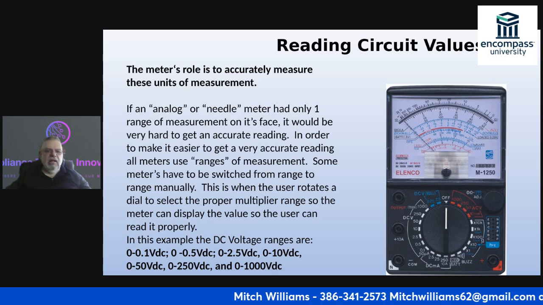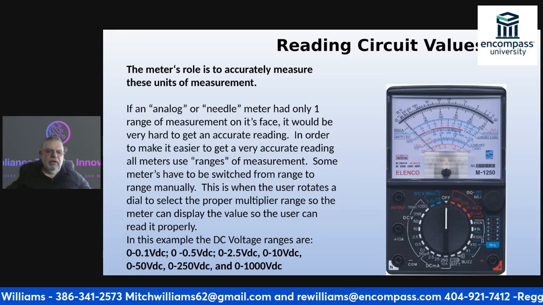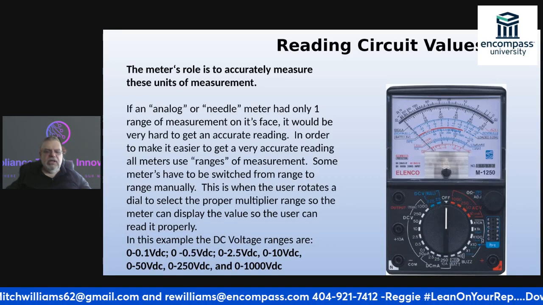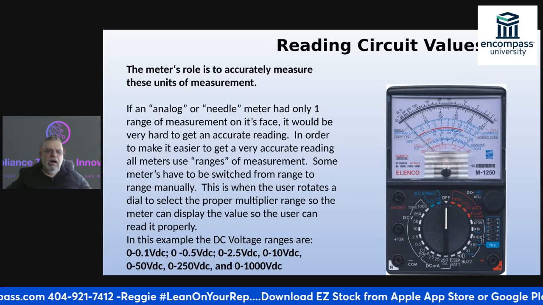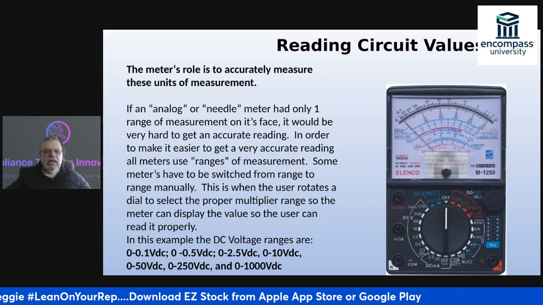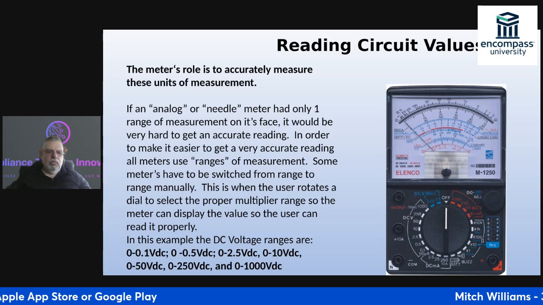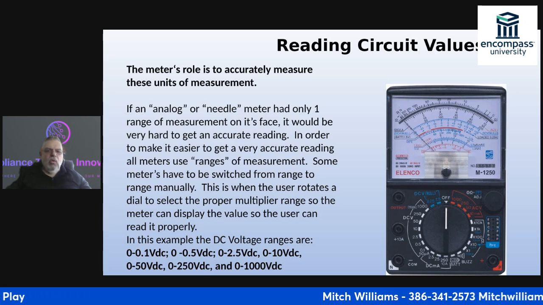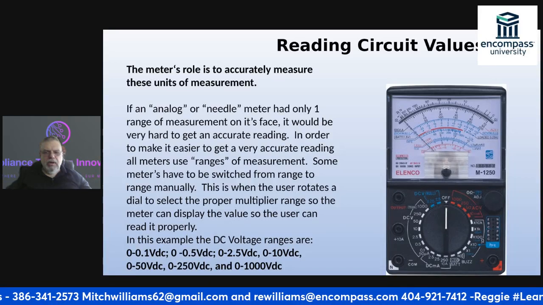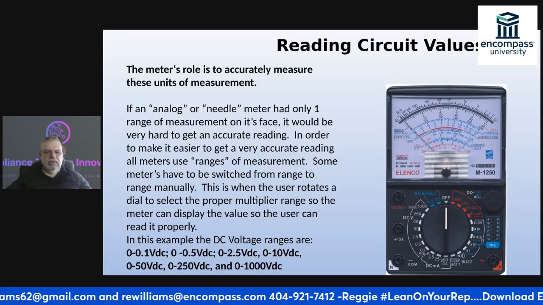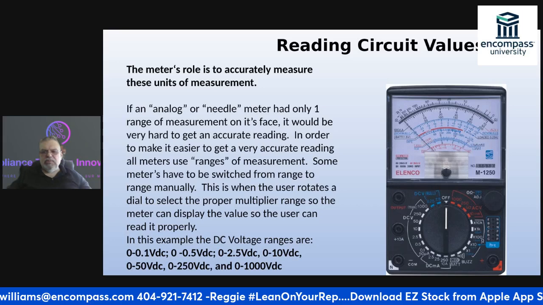Okay, if an analog or digital or needle meter only has one range of measurement on its face, it could be very hard to get an accurate reading. In order to make things easier to get a very accurate reading, all meters use ranges of measurement. Some meters have to be switched from range to range manually. This is when the user rotates the dial to the correct position, the multiplier range, so that it will display the correct value.